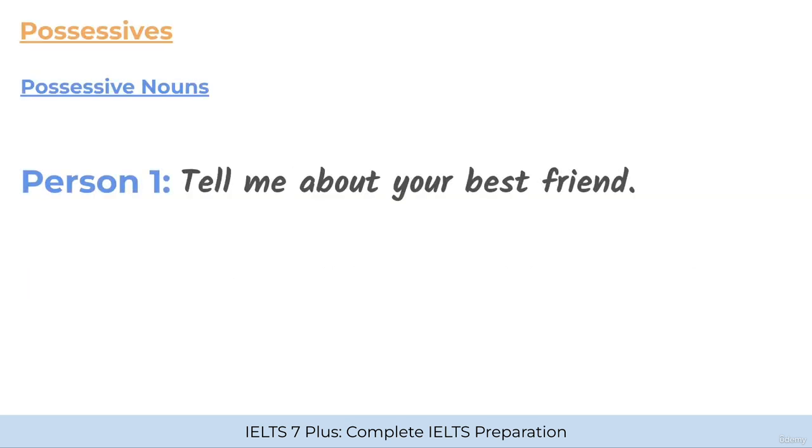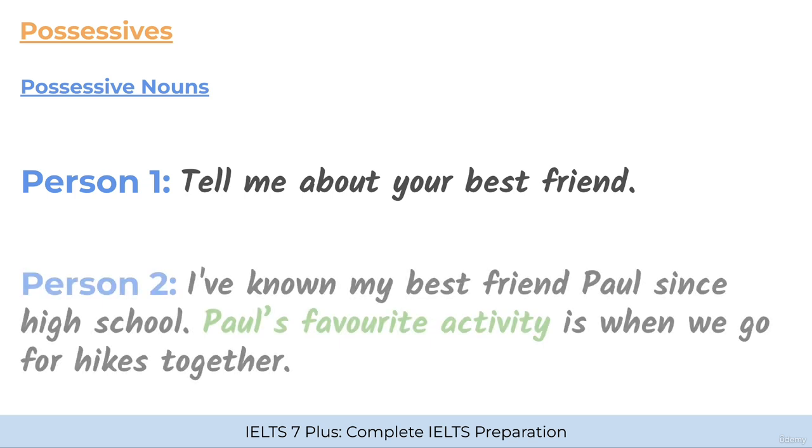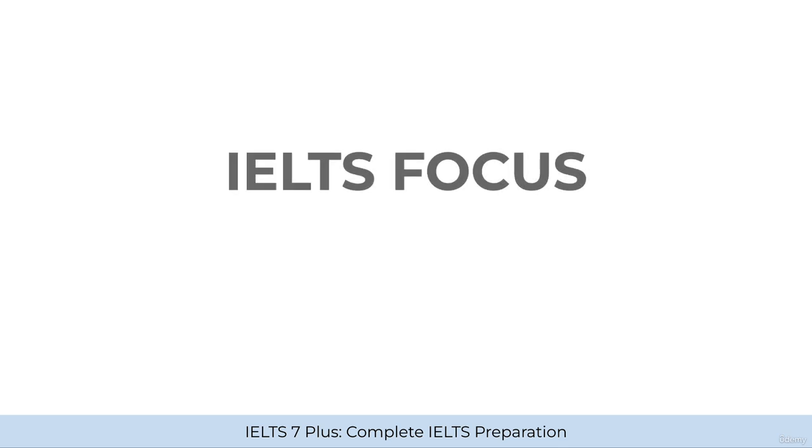And another one. Tell me about your best friend. I've known my best friend Paul since high school. Paul's favourite activity is when we go for hikes together. So the favourite activity belongs to Paul. That's the connection there. And the apostrophe S shows us that. All right, so those were some possessives there to think about.